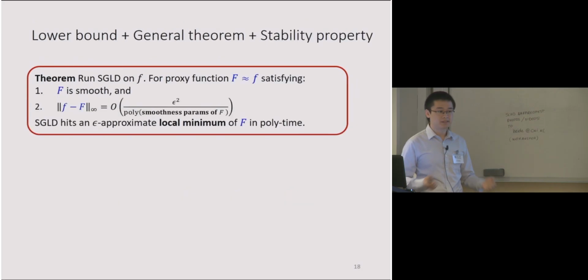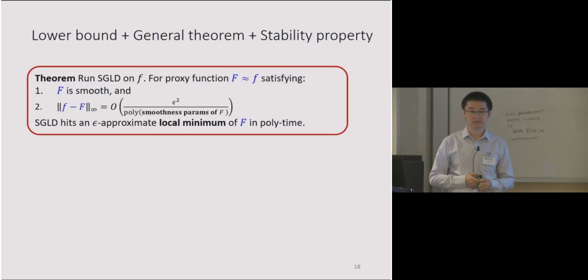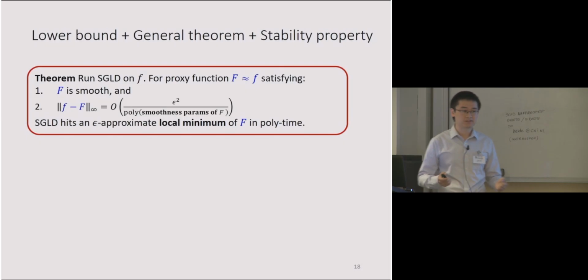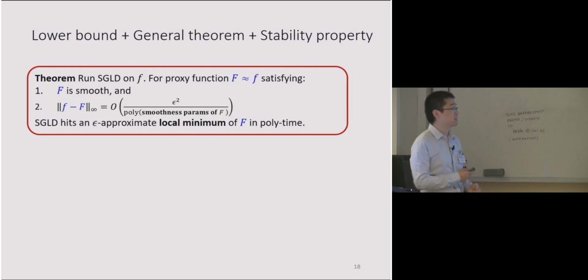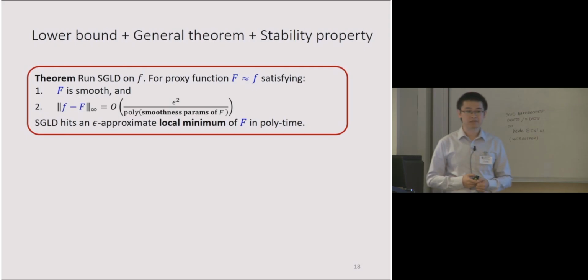Finally, what if we combine the lower bound of the last slide with the general theorem and with the stability property? As the final conclusion, let's consider running an algorithm on a function f and consider a proxy function that is pointwise close to f. If the proxy function is smooth, and if the two functions are uniformly close, then combining the results implies that SGLD can find approximate local minima of the proxy function in polynomial time.